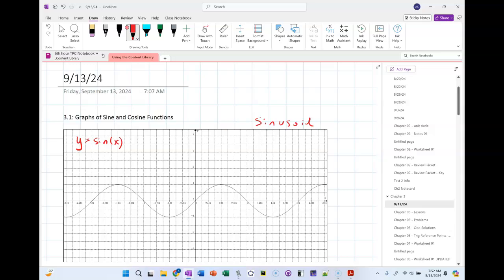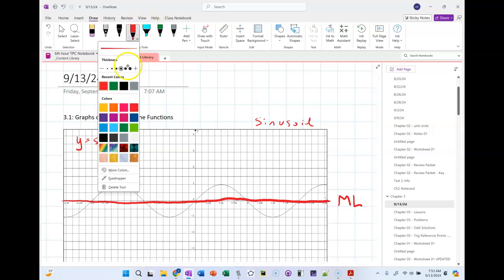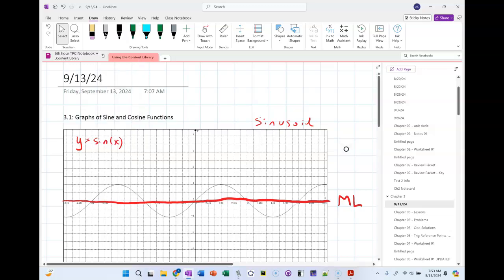The first one that we're going to talk about is a midline. So the midline splits the graph in half as so. I'll abbreviate midline as ML. The second key feature is called the amplitude. So the amplitude is like the height from the midline to the top or to a bottom of our highest or lowest point on the graph.